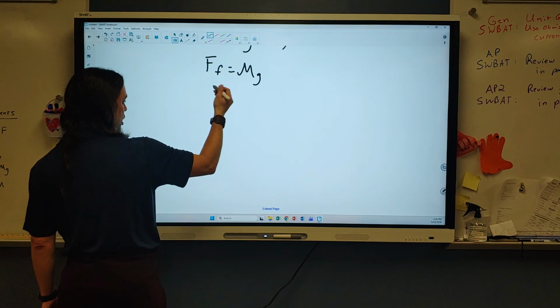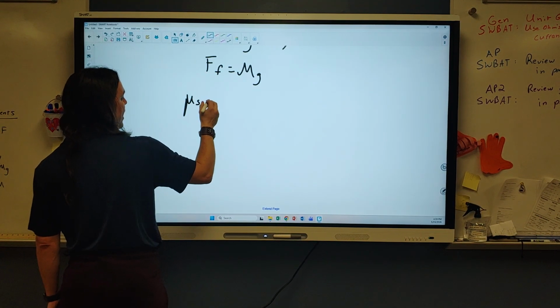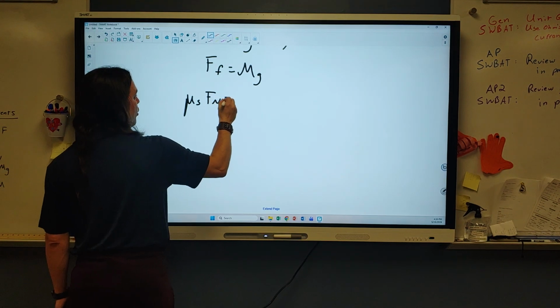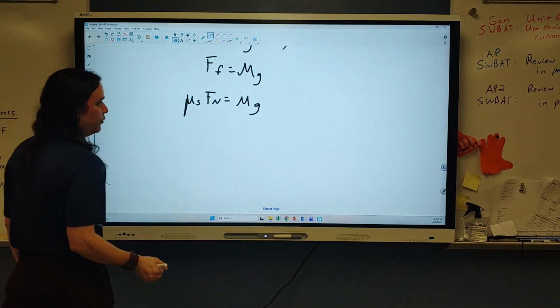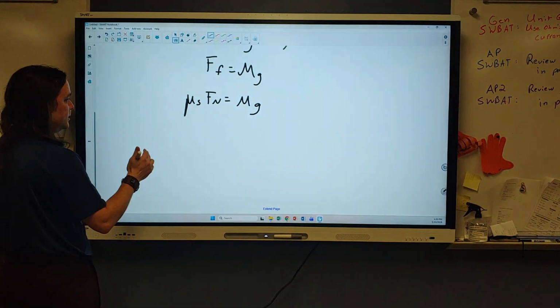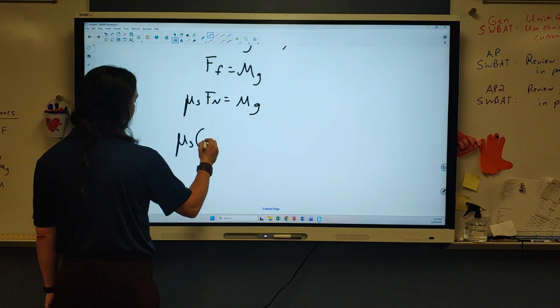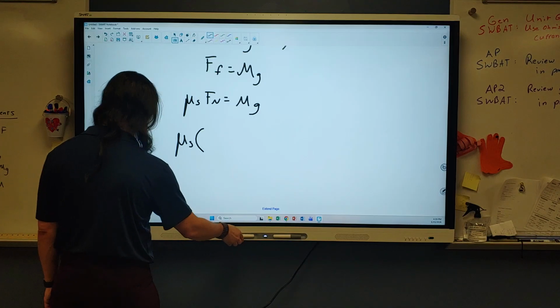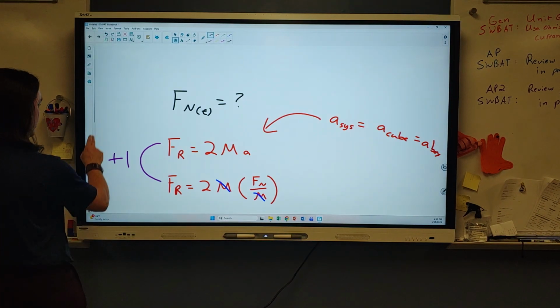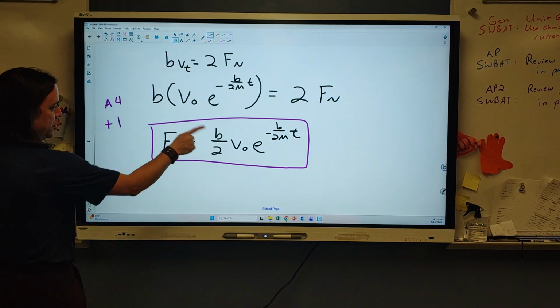The force of friction, we're talking static friction, could be replaced with mu sub s times our normal force equals our force of gravity. And then our last step on this, well, not quite our last step, but mu sub s, we know what the normal force is. We found that just a minute ago, which is here, this mess.